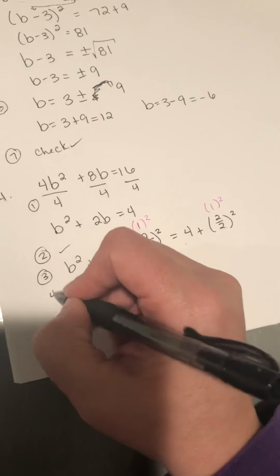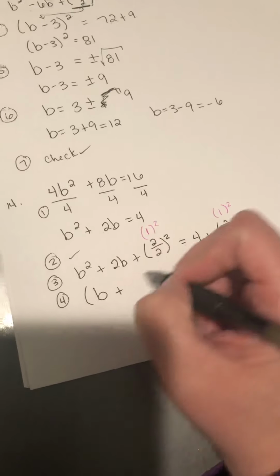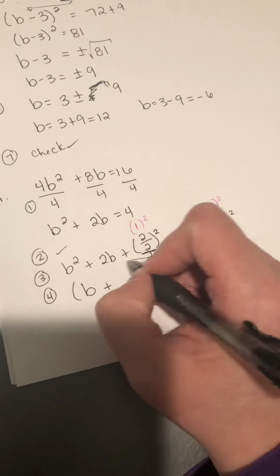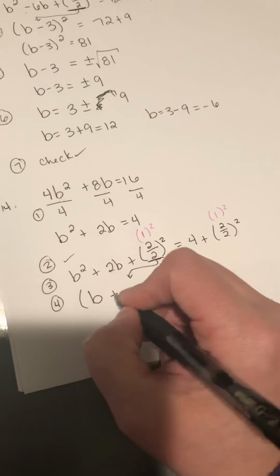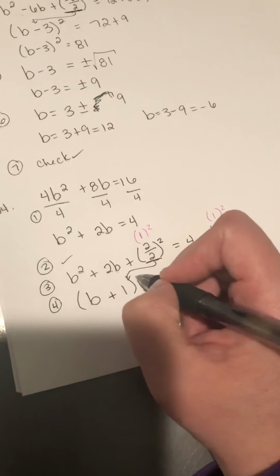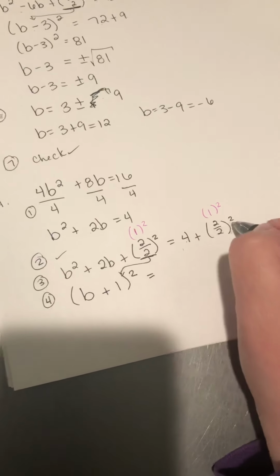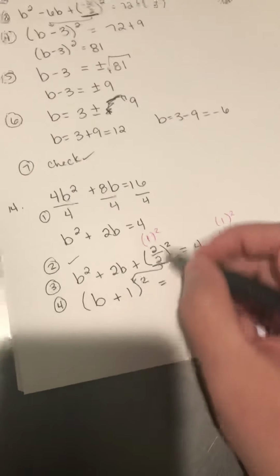But anyways, the reason we do that is then we can write it as b plus whatever I've put in here goes here. So it's a positive, so it's a positive 1. (b plus 1) squared is equal to 4 plus 1 squared, which is 5.